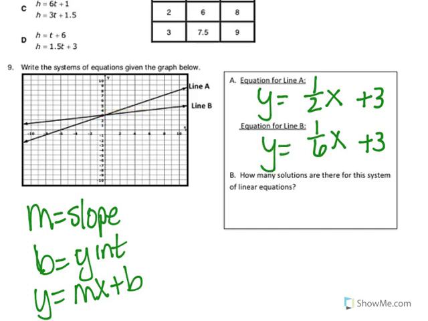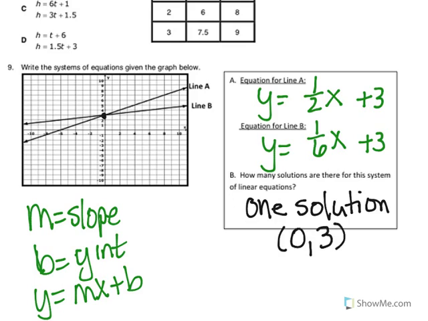Now, how many solutions are there for this system of linear equations? Well, they have different slopes, and it's obvious from the picture they intersect only one place. There's only one solution. And how about we name that solution as a coordinate pair? It's right here, and the solution is (0, 3). Bada bing, bada boom. And there you go.